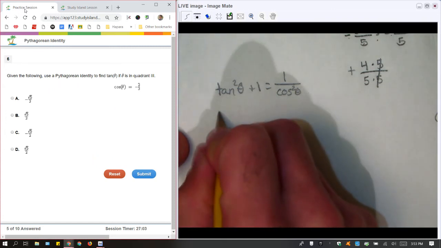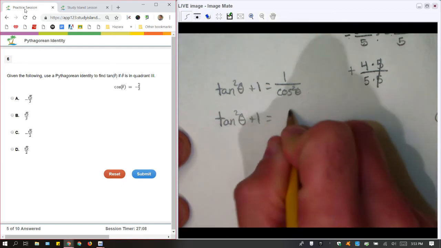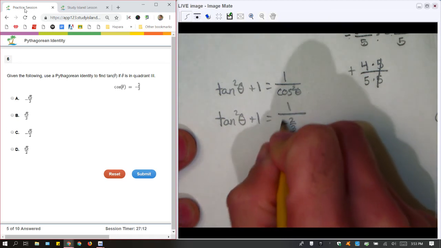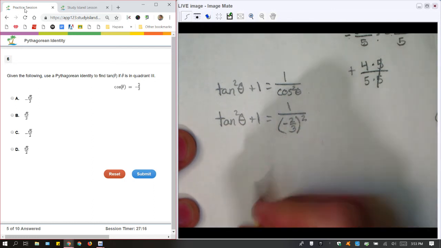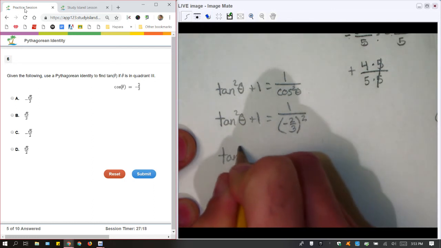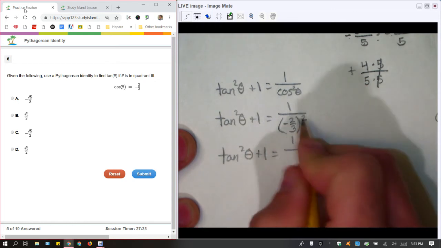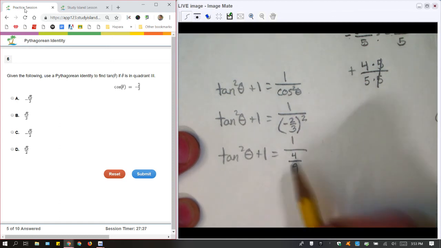We're going to square that. So the tangent of theta squared plus 1 equals 1 over negative 2/3, that's the cosine of theta squared, because we want the cosine of theta squared. So the tangent of theta squared plus 1 equals 1 over 2 times 2 is 4, 3 times 3 is 9, so 4/9. Again, negative something negative is positive.